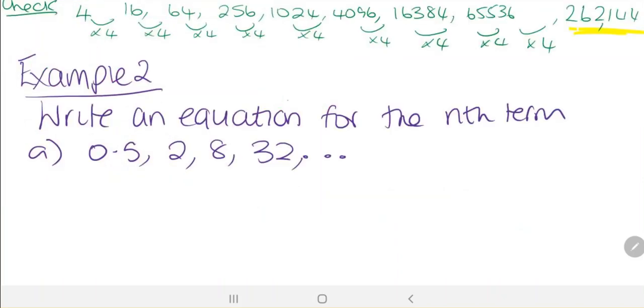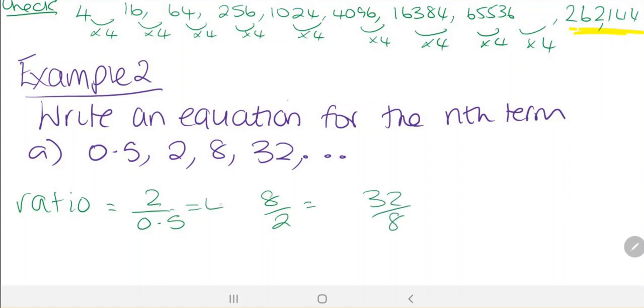Okay, so example 2, we're asked to write an equation for the nth term for a geometric sequence, and we're given 0.5, 2, 8, 32. So the first thing we need to do is find the ratio. To find the ratio, we're just going to divide. We could choose any of these terms and we will have the same answer. So we know the ratio. I'm going to write here, ratio is 4.